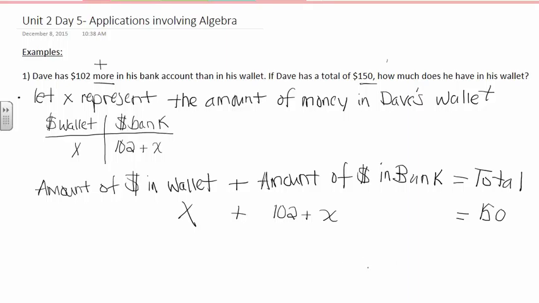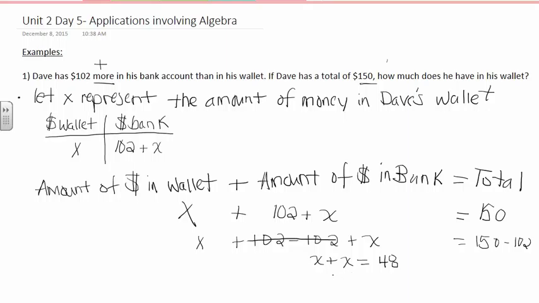We want to bring all our variables onto the left side and all of our numbers onto the right side. So let's move this 102 onto the other side by subtracting 102 from both sides. So x plus 102 minus 102 plus x equals 150 minus 102. And we end up canceling these out. So we just have x plus x equals 48.